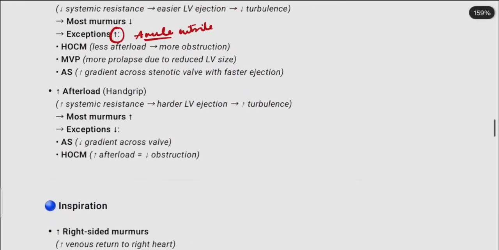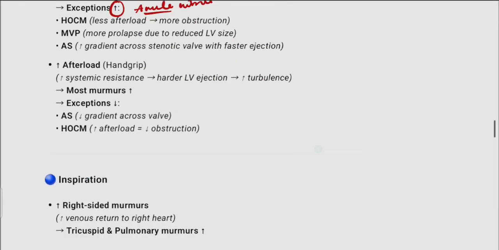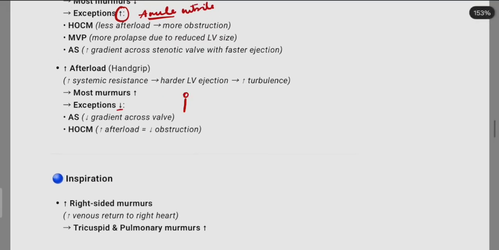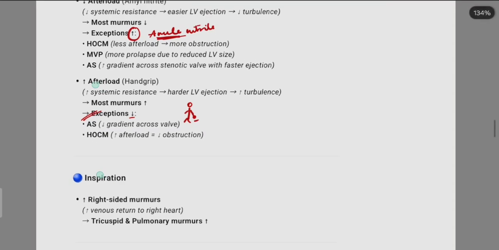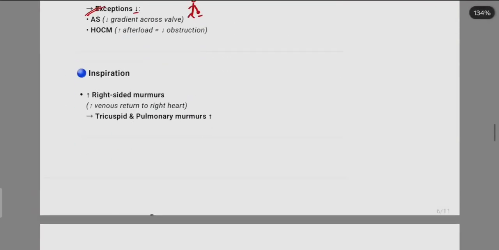Alright, in the exceptions, again remember, we are learning only the exceptions. And in the exceptions, your hand grip, just remember this will become opposite. Hand grip is an exception, it decreases, but common sense, when you hand grip, obviously your resistance is increasing. If your resistance is increasing, turbulence should increase. Whichever is more convenient, remember that.